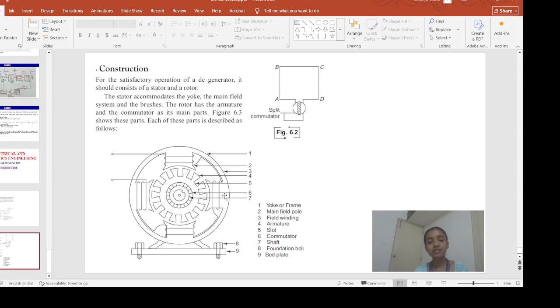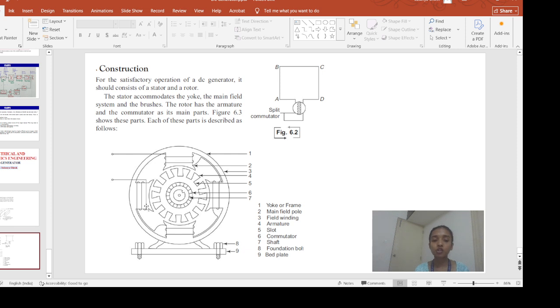Okay, and low hysteresis loss means the electrical energy that is lost as heat will be less if the magnetic material is having low hysteresis loss. The electrical energy that is getting lost as heat will be less when that magnetic material is repeatedly getting magnetized or demagnetized.